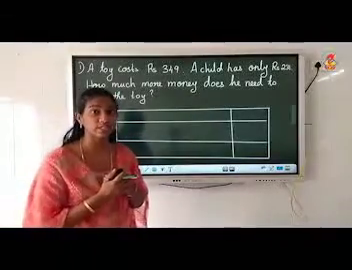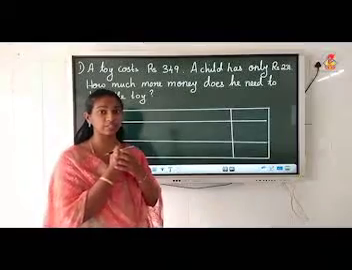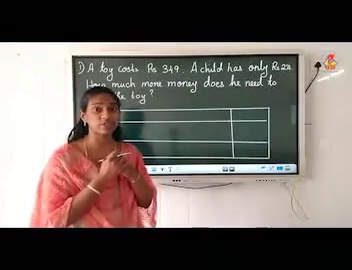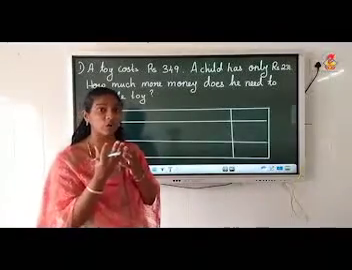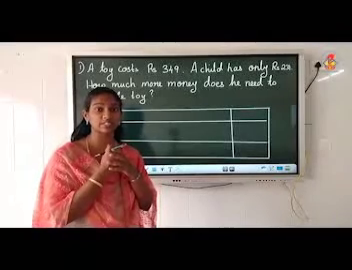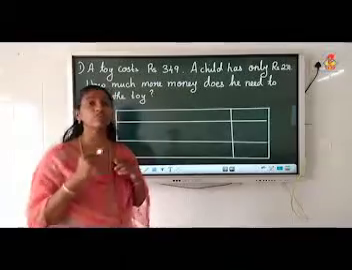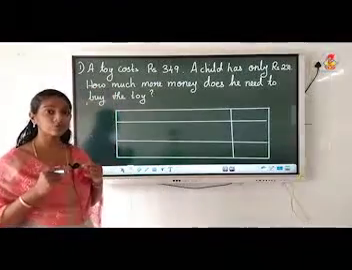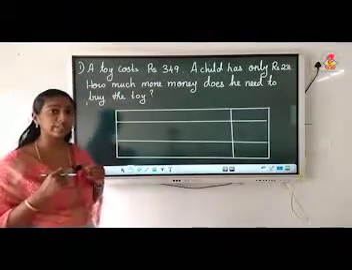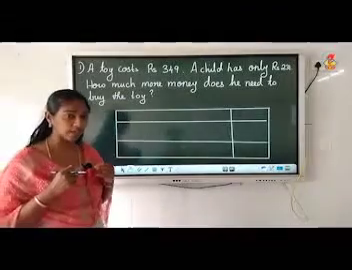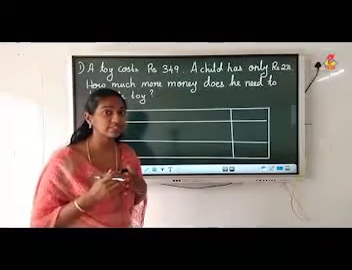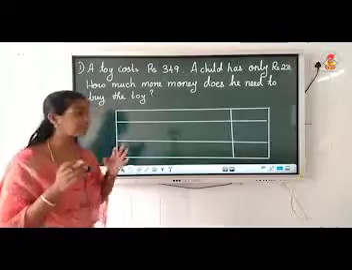How much more he has to get? He has to go ask his father and mother. I need some more money to buy this toy, isn't it? So that amount, how much he has to take from his parents, that is what you have to find out. For that, what will we do, children? What should we do here to get that amount? Will you add or will you subtract? You have to subtract, children.